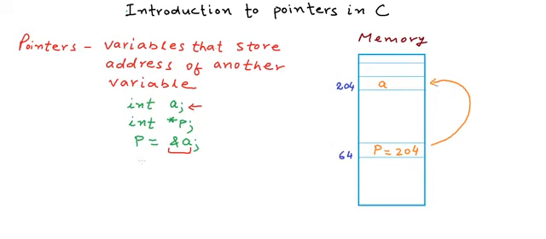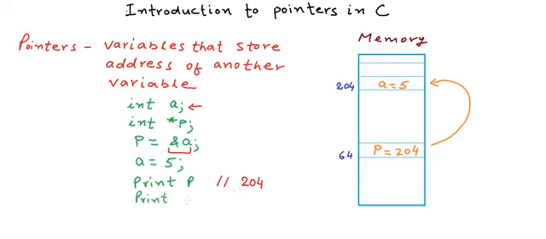Let's initialize a to some value. Let's say a is equal to 5. So we'll fill value 5 into a now. Now what will happen if I print p? What will be the output? Any guesses? Think about it. Okay, so if we try to print p, then the output will be 204 because p has a value 204.